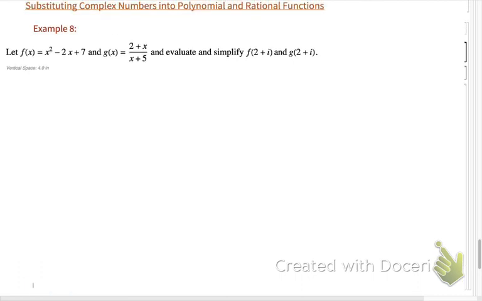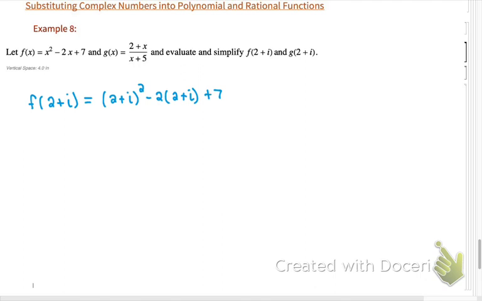Okay, so example 8, f of x is x squared minus 2x plus 7. So what we're going to do here is, rather than plugging in a real number or just a variable, we're going to evaluate a function at that complex number. Okay, so f of 2 plus i, f is the function that starts by taking the input and squaring it, then subtracting 2 and multiplying by the input, and then adding 7.